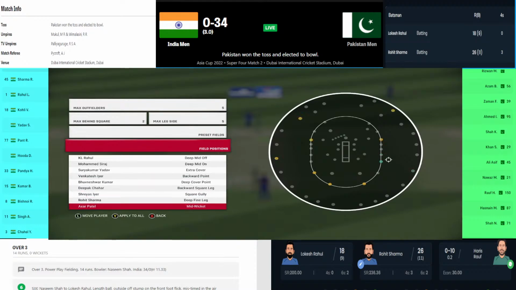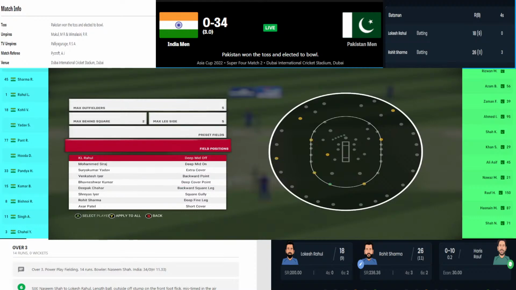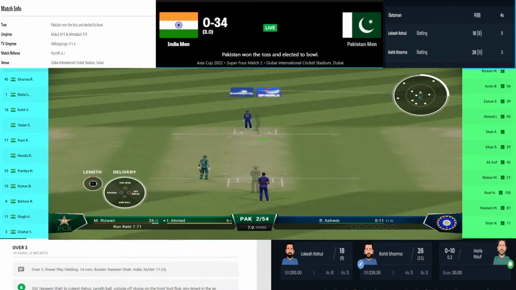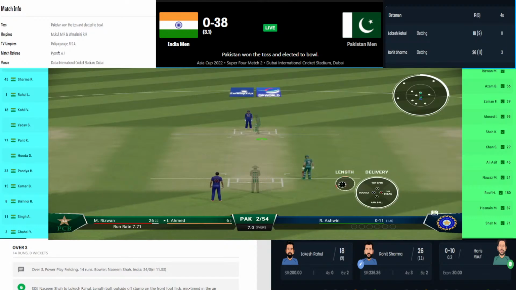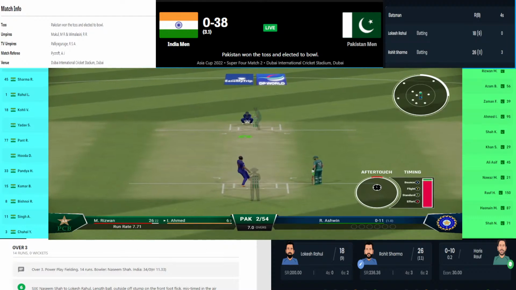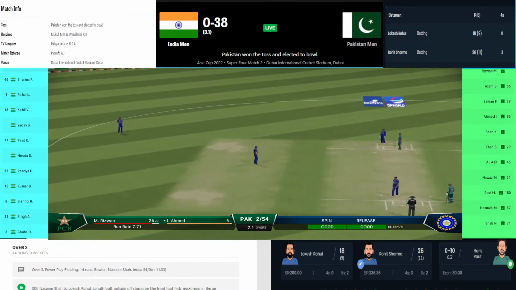3.1 overs bowled, 38 for 0 is the score. Current run rate of India is 12.0, and if we see who will score the most runs for India today, 57% votes are going in favor of Rohit Sharma, 37% in favor of Virat Kohli, and 6% in favor of Rahul. This is a short delivery, pulled over mid-wicket for a 6.